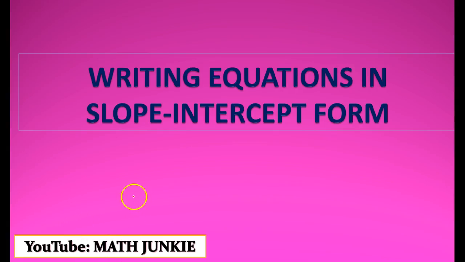All right, today we'll be writing equations in slope-intercept form. An equation in the slope-intercept form is going to be written as y equals mx plus b. M is your slope, b is your y-intercept. And of course, this is where you will always start your graph, and this is where it crosses the y-axis.